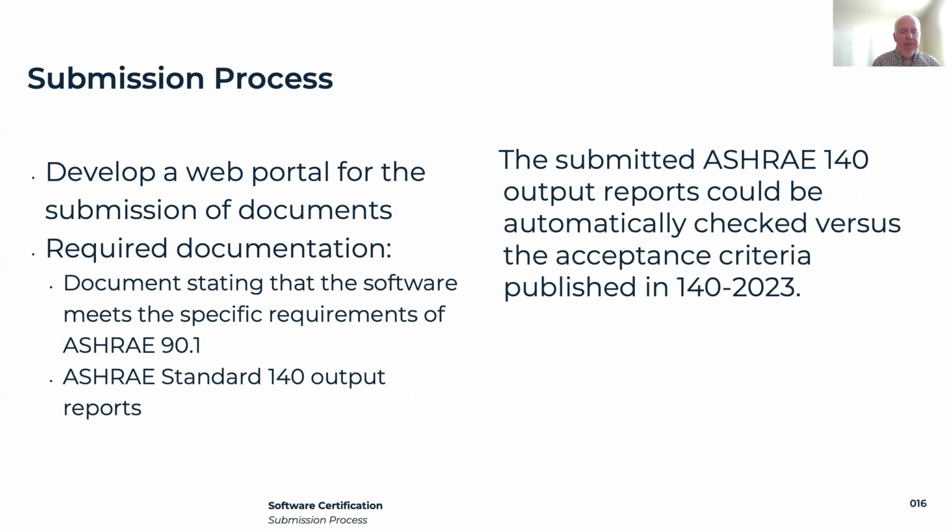So, the submission process for software certification would be to develop a web portal where all the required documentation could be uploaded by the software developers. If we look at the requirements of 90.1, this basically comes down to two different documents: one stating that the software meets all of the specific requirements of 90.1, and all of the required output reports from the Standard 140 tests that are required by 90.1.